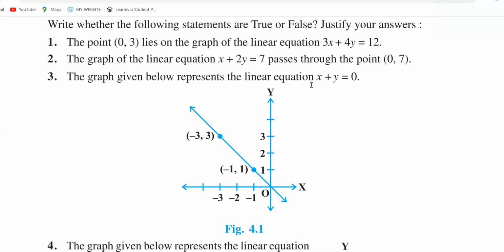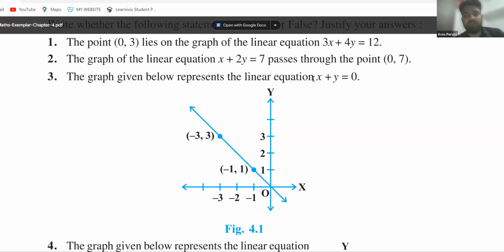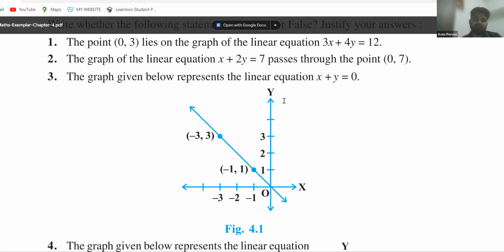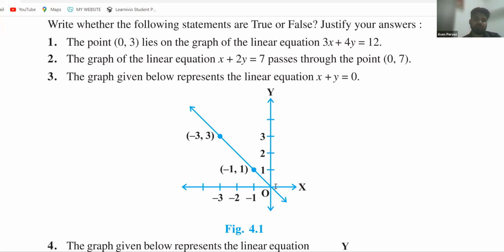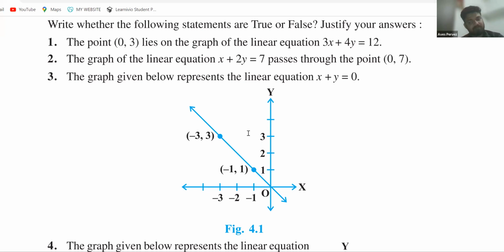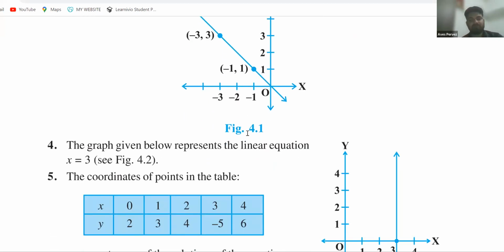Sir, the answer is true. If you have x plus y equal to 0, check whether it holds. So yes, it is true, because if you put x as minus 3 and y as plus 3, minus 3 plus 3 you will get 0. Minus 1 plus 1 will be 0. 0 plus 0 is 0. So this is the line. This line is going to have the equation x plus y equal to 0. Got it? Yes, sir.